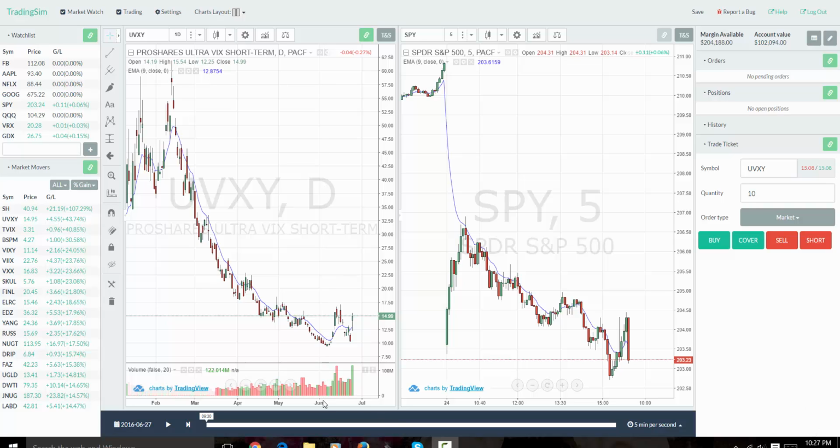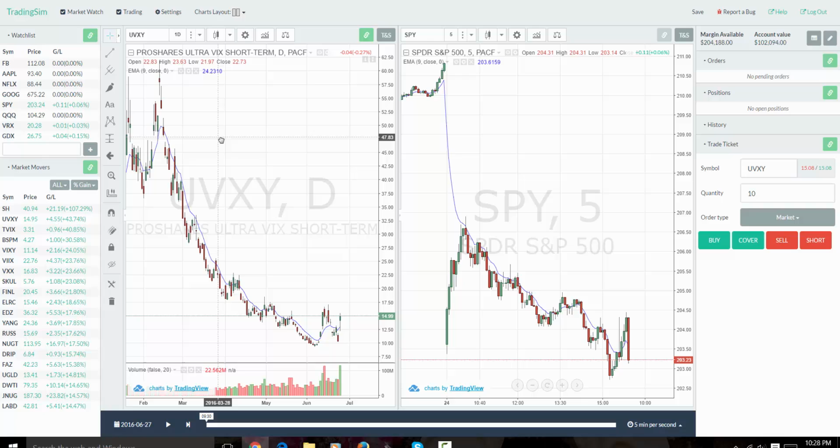Today, you can see this Ultra VIX, UVXY, has been going down since February. It's had reverse splits a couple of times, and there's some decay built into it. So just over time, this thing can go nowhere but down to zero. But in the short term, especially when you see volatility, you're going to see spikes in this thing.